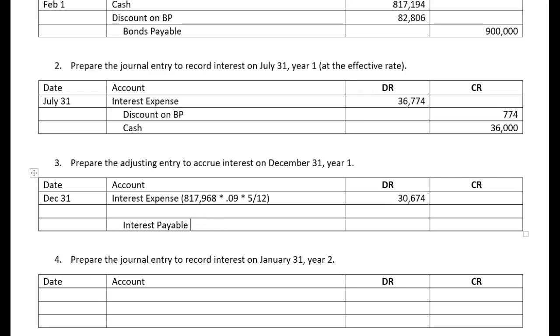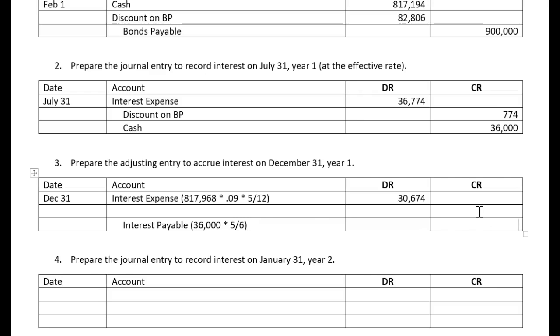Now, our interest payable, there's a couple ways. We know it's 36 for 6 months. So really quick, you could just do 36 and multiply that by 5 out of 6, because we know that covers the 6-month period. Or you could go back and do the original formula. You could take the full face value, 900,000, times the stated rate of 8% times 5 out of 12. You would end up getting the same answer either way. So 2 ways you can calculate it.